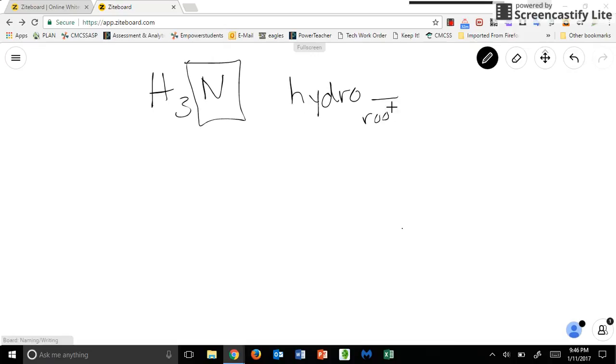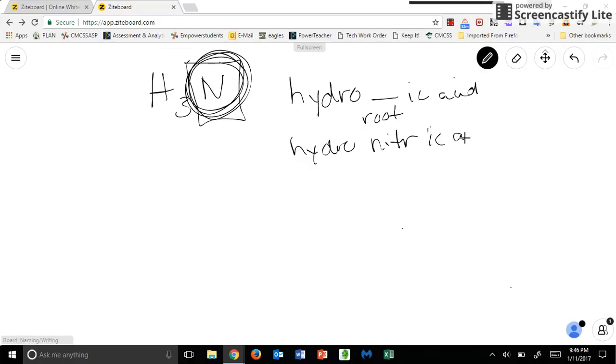root word, ic acid. So we're going to go hydro, the root word of whatever follows the hydrogen, nitrogen. So it's going to be hydro, that's the root word, nitric acid. So this formula would be hydronitric acid.